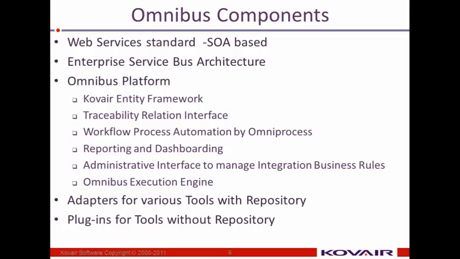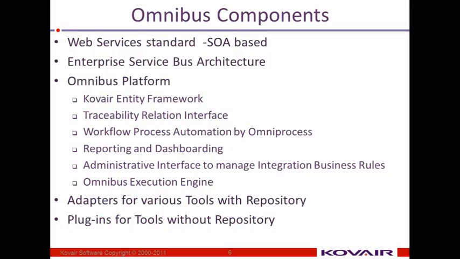So let's discuss a little bit about what we get in Omnibus. So first of all, Omnibus is based on web service standard, SOA based. Which basically means you can integrate any third-party vendor tool or your own homegrown in-house tools independent of the location. It can be anywhere in the world. And it can run on any kind of platform, whether it runs on Windows, on Linux, on mainframe, even behind the firewall. That's the beauty of web services. And as I mentioned, it uses the enterprise service bus as architecture.